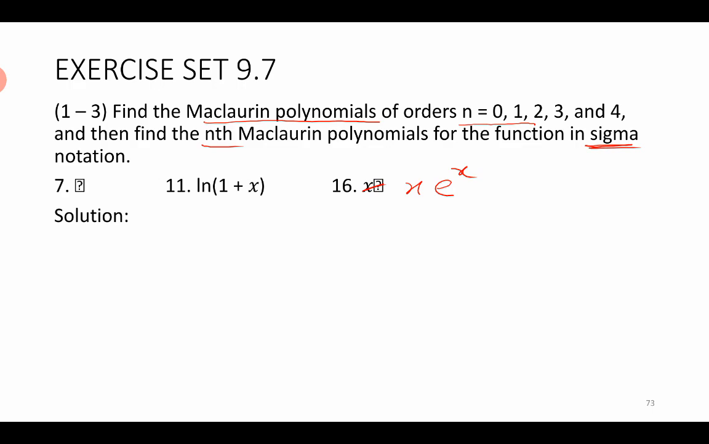What is the first one? First one is e raised to minus x. So let us start with problem number 7, e raised to minus x. Given function f of x is e raised to minus x.